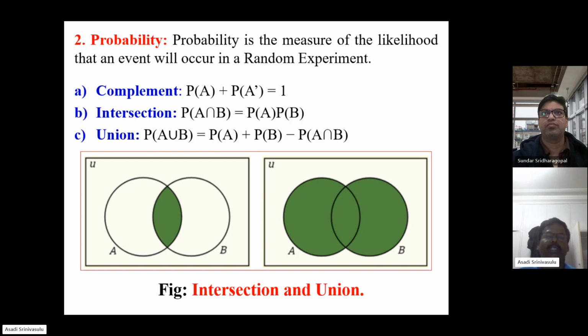Complement is nothing but, see, P of A having elements and P of A dash, and together they equal 1. If it satisfies this, we can call it a complement. Then intersection between two sets, the common elements, is called an intersection. Union is when P of A contains elements and P of B contains elements, and the combination of both sets of elements we can call a union.